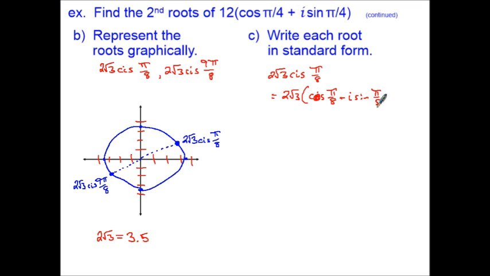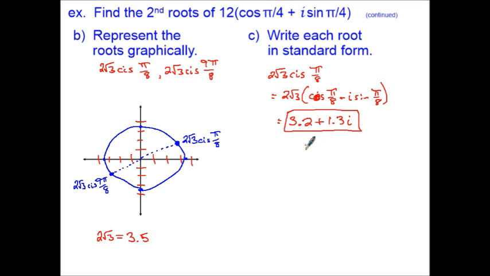Unfortunately, pi over 8 is not a unit circle value that I can work with nicely, so I'm going to resort to the calculator here and round to the nearest tenth. By doing that and then distributing the 2 root 3, which is probably best turned into a decimal first, and then smashing all the decimals together, gives me something that rounds to 3.2, and then something that rounds to 1.3 with the I on it.